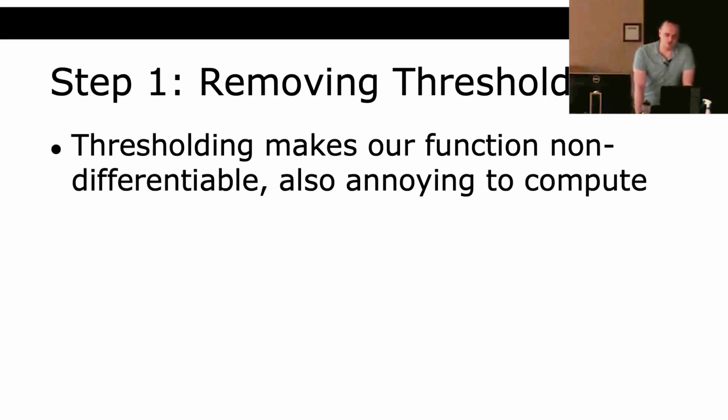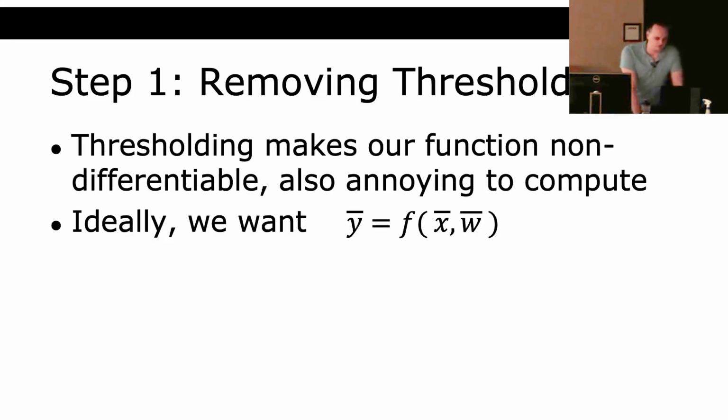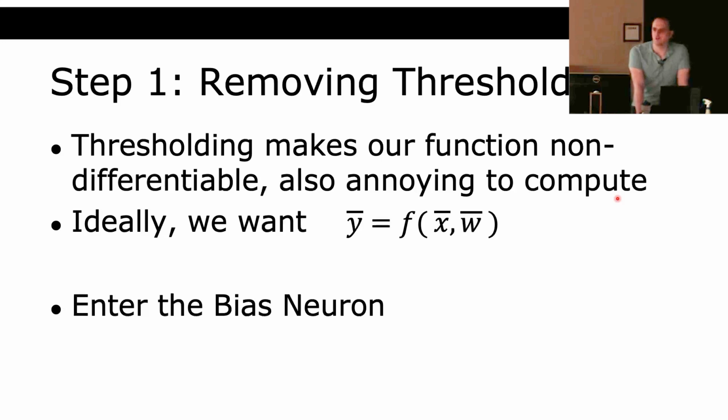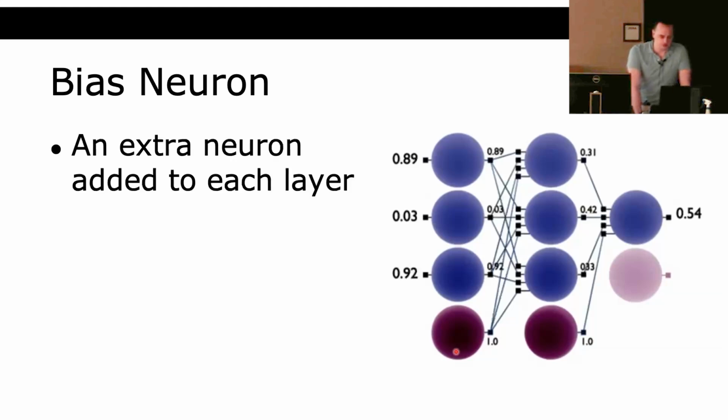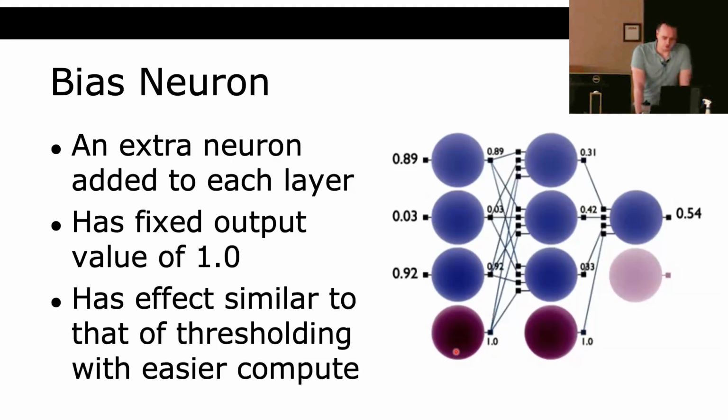So thresholding makes our function non-differentiable, and so it's annoying to compute. So ideally, we want to get those thresholds out of here, right? So we used to have a function of x, w, and t. We're trying to eliminate that t. How can we do it? Enter the bias neuron. So over here, this bias neuron just has a value of 1 all the time. So we're going to add an additional neuron to each layer that just has a value of 1. And what this does, it has a fixed value of 1, and this is going to have an effect which is similar to thresholding, but it ends up being easier to compute.